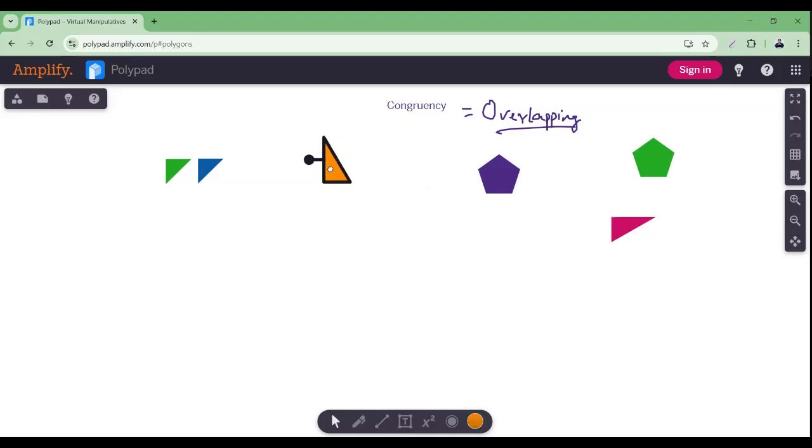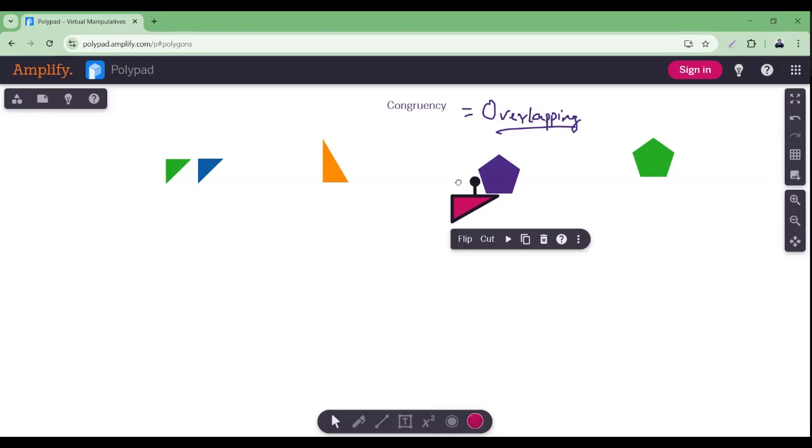Now let's take this one, and of course, another triangle is this one. So only triangles can be congruent to triangles, isn't it? So I'm just going to turn it, and if I place it one on top of the other, exactly overlapping they are, right? So these two triangles are congruent to each other. And if you ask, is it only for triangles? No. All other shapes also.